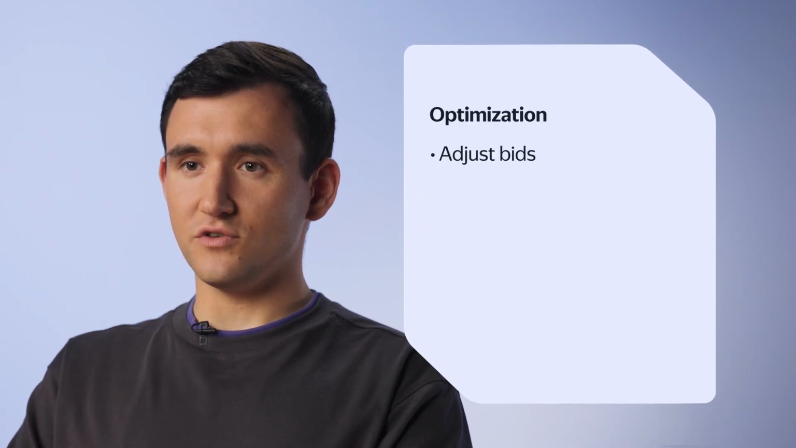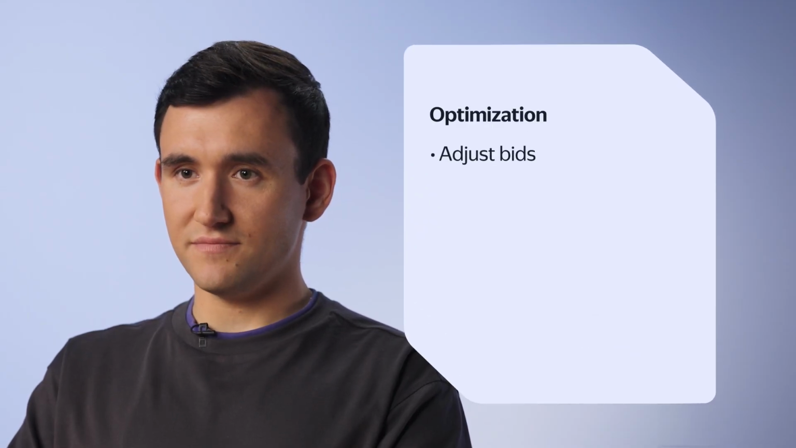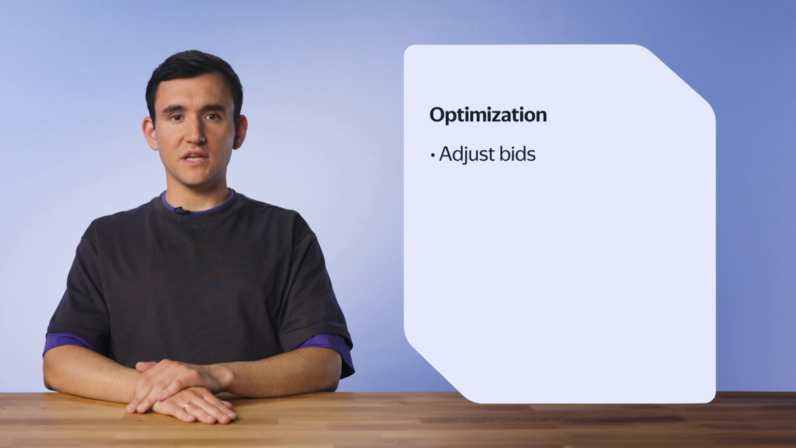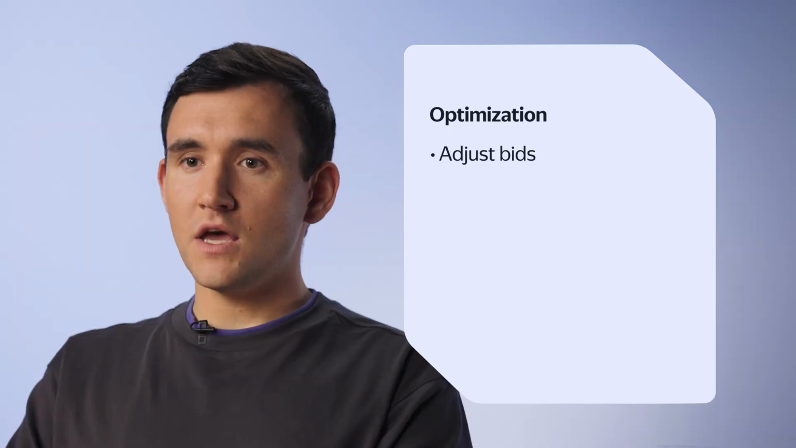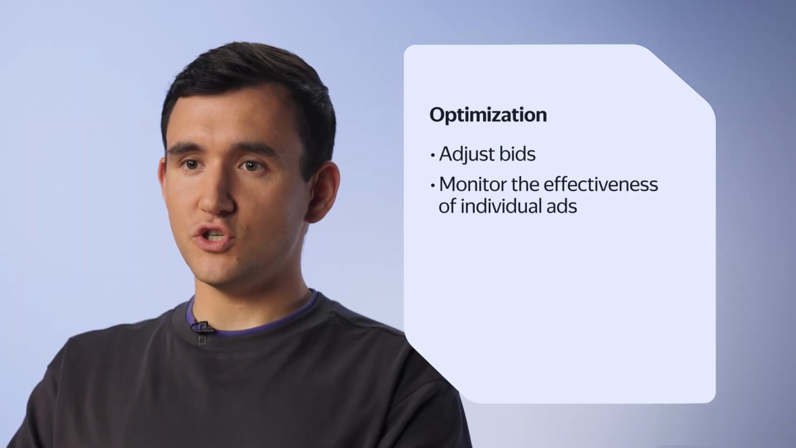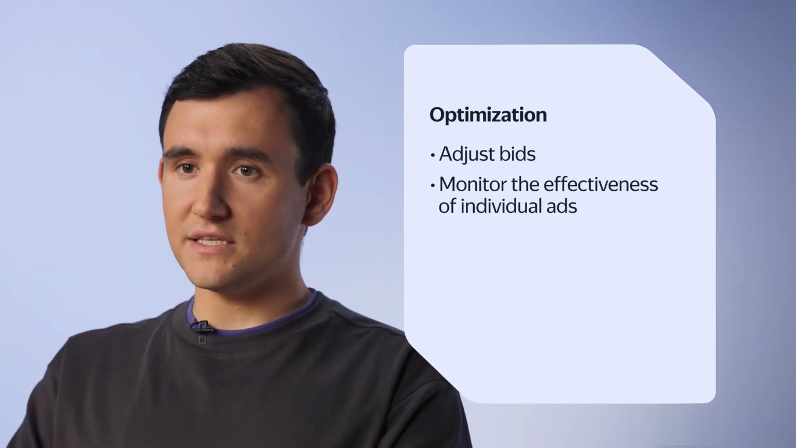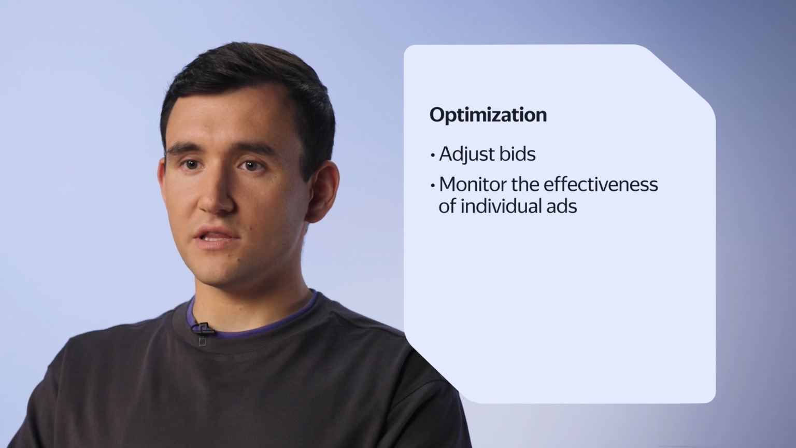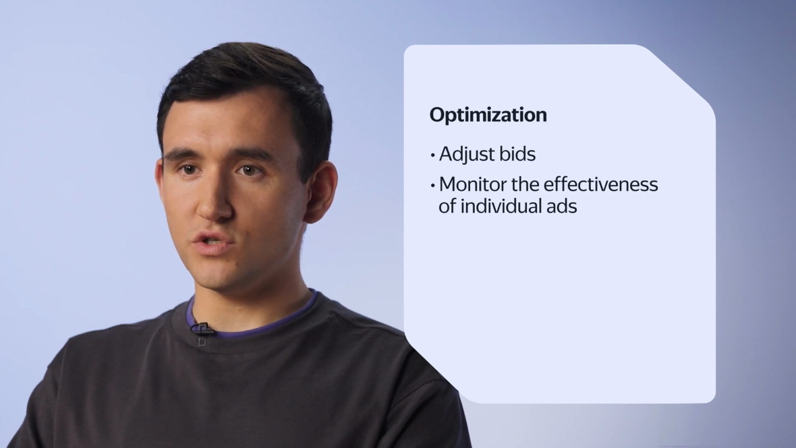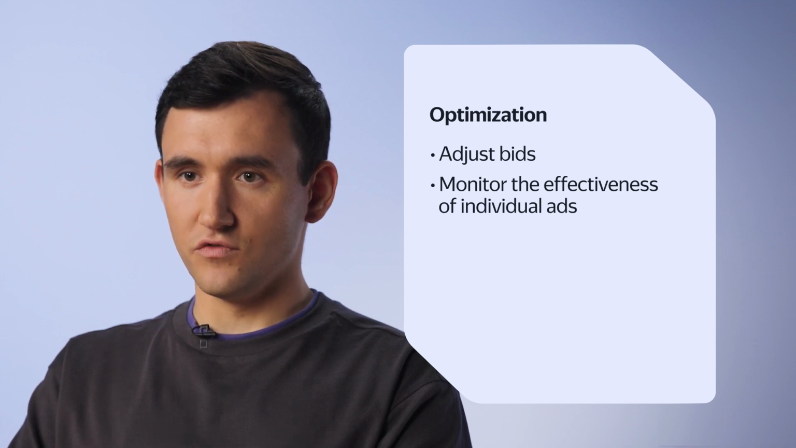Optimization can involve several steps, such as adjusting bids. The forecast tool available in Yandex Direct will always inform you if your bids are not high enough to reach the desired audience. Monitor the effectiveness of individual ads. You might need to replace one of your creatives to improve the click-through rate or choose a shorter video to increase the number of full views.